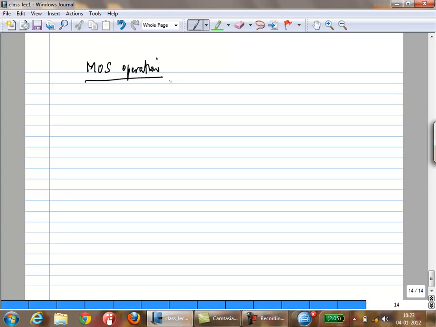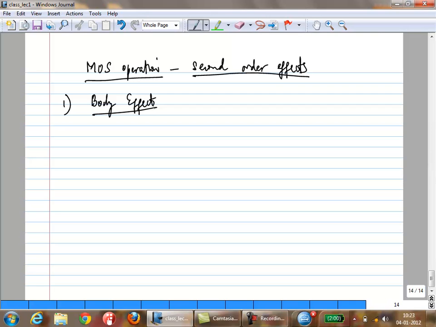Now, since you've just done it last semester, I won't be reviewing the basics of MOS operation, because I assume you're all fresh. But there are some second order effects, which we will go through today. I assume you already know expressions for Gm, things like that. Does everyone know what body effect is? Or backgate effect? Have you heard of that? No. Okay.